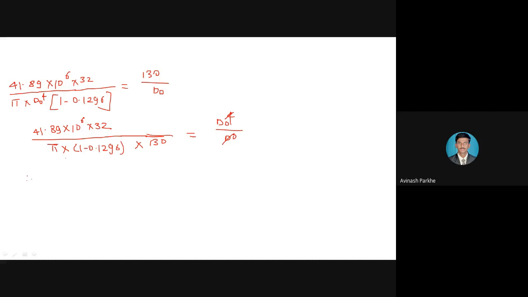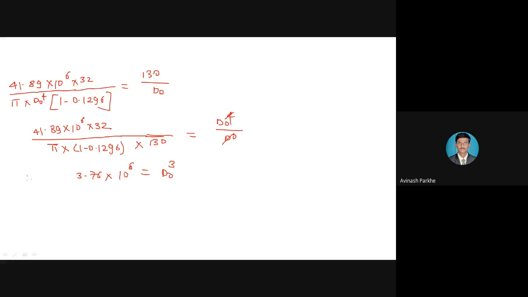If I simplify this total term, what will be your answer? Please check. I think if you compare, 3.76 into 10 raised to 6 is equal to Do cube. So Do cube is equal to 3.76 into 10 raised to 6. Please check your answer. Whatever the unknown parameters are, I have taken them at the right side. Do raised to 4 is present at the left side at the denominator side. If I take it to the right side, it becomes multiply, so it moves to the numerator. 130 is present at the right side at the numerator. If I take it to the left side, it becomes divide.